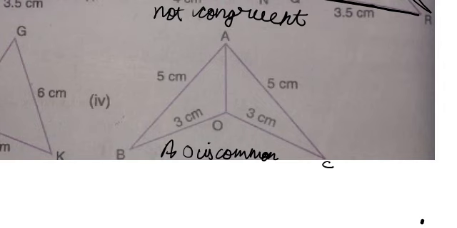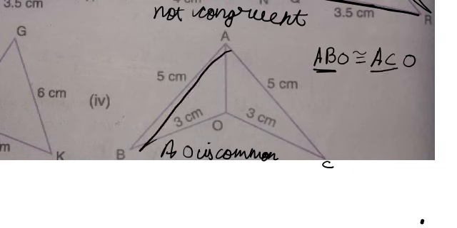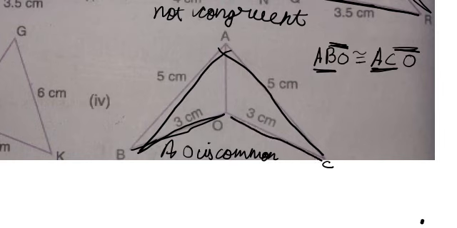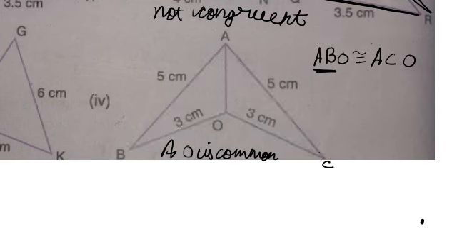So we can prove it this way, that ABO is congruent to what? ACO. Now there is a way you can check this also. AB is 5, AC is also 5, so this is correct. BO is 3 and CO is also 3, so it is correct. And AO is common in both, so of course it will be correct. And this is how you can check your answer if you want to.